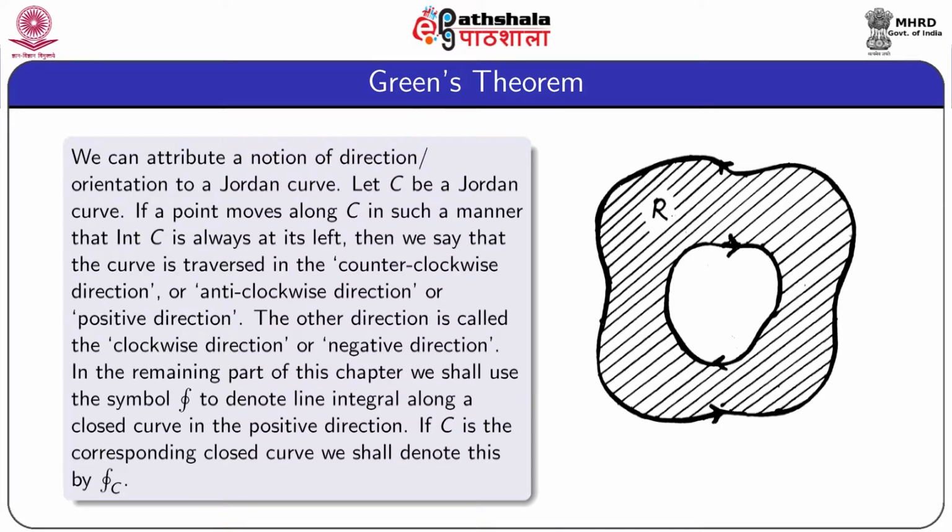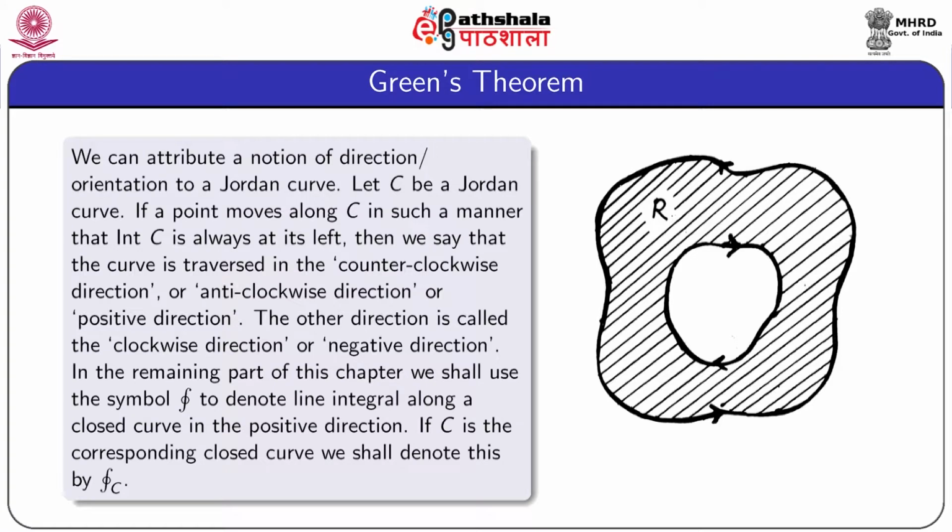We can attribute a notion of direction or orientation to a Jordan curve. Let C be a Jordan curve. If a point moves along C in such a manner that interior C is always at its left, then we say that the curve is traversed in the counterclockwise direction or anticlockwise direction or positive direction. The other direction is called the clockwise direction or negative direction.